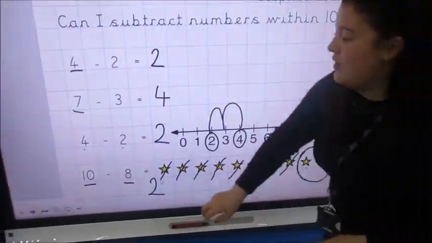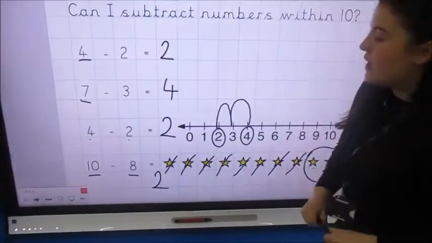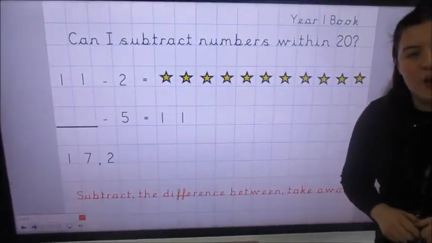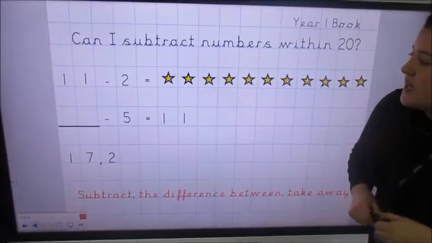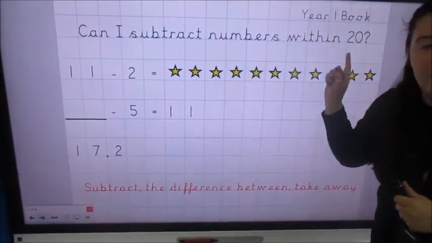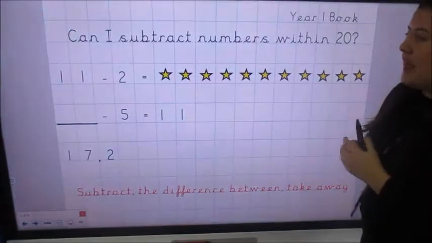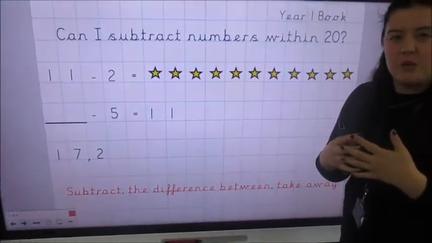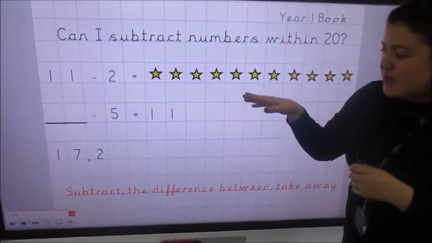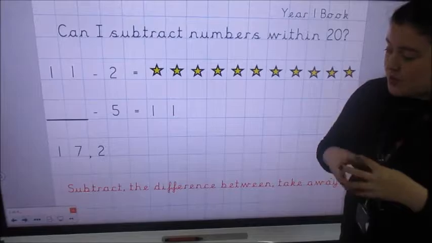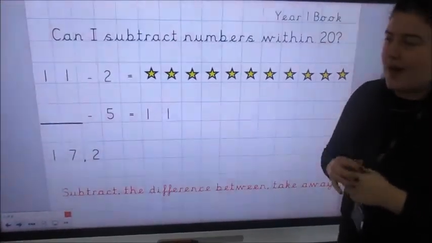Now, if we move on to the year 1 booklet now, okay, and we've got a similar learning question. Our learning question is, can I subtract numbers within 20? So you're thinking about bigger numbers. You're thinking about teen numbers. So you need to do a little bit further with your counting and looking at the numbers very carefully. And some of your questions are a little bit trickier, so I'm going to explain them now to you, okay?